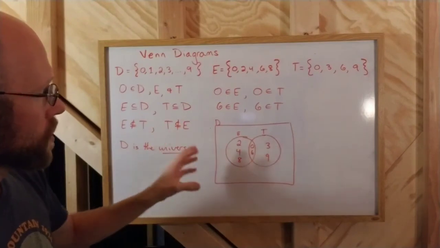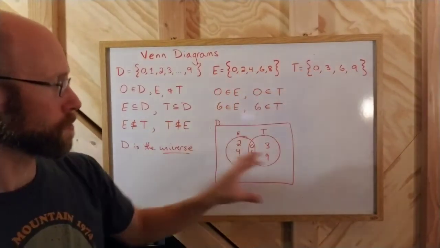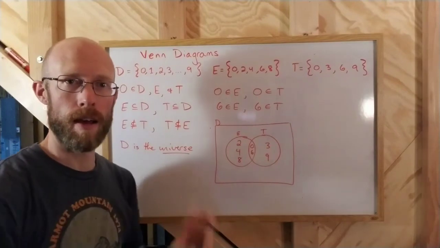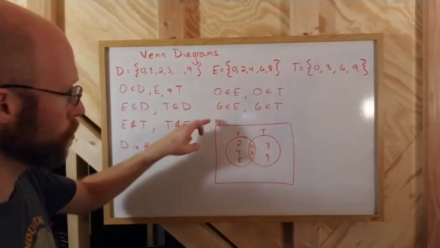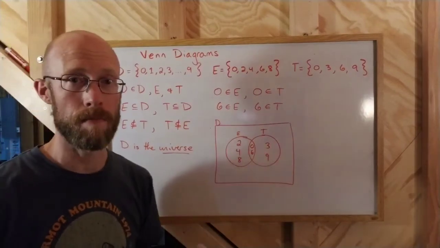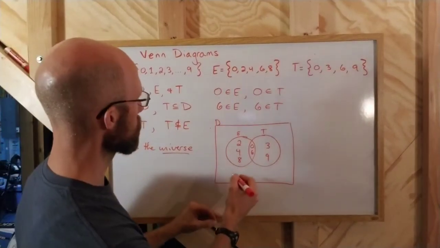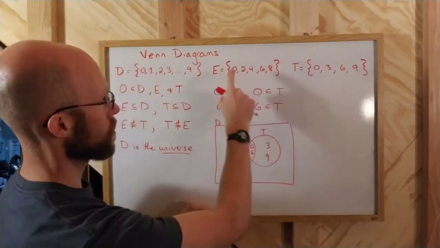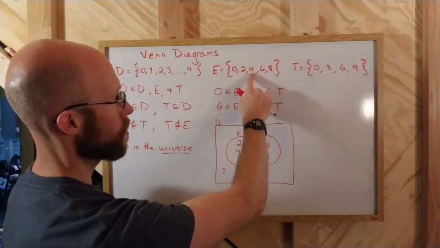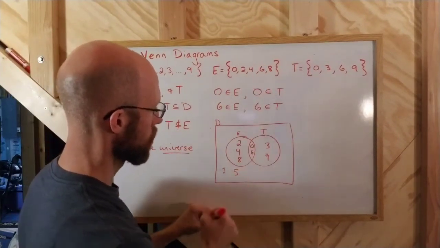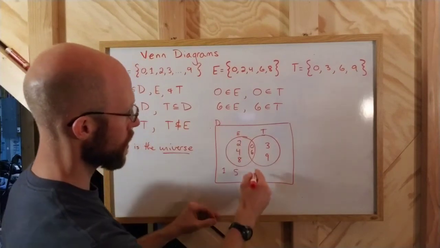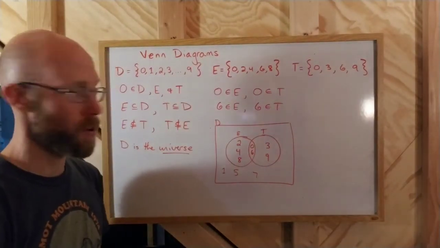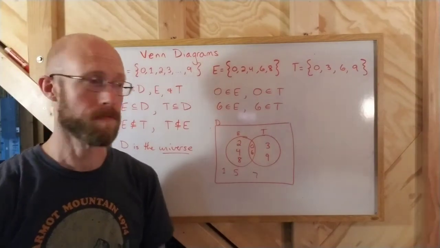And all of the digits that don't occur in either of those, but are still digits, are going to be in the exterior space here, still within D, but outside of E and T. Those numbers are going to be, let's see, 0, 2, 3, 4, 5 is not in either of those, 6, 7, 8, 9. So 1, 5, and 7. Those are the only 3 digits that are neither divisible by 2 nor by 3.